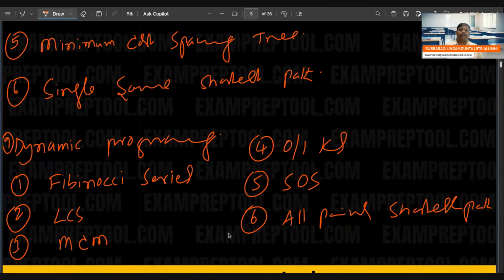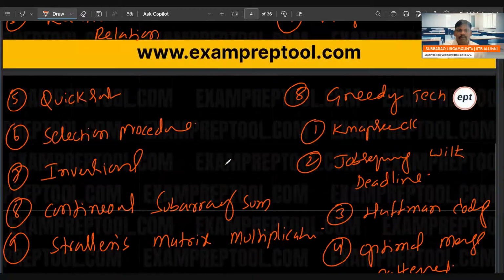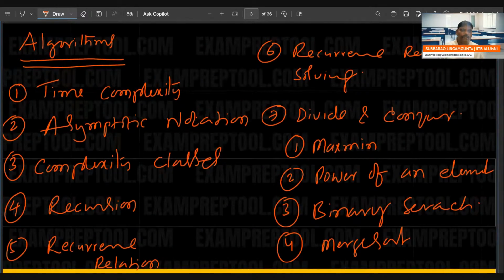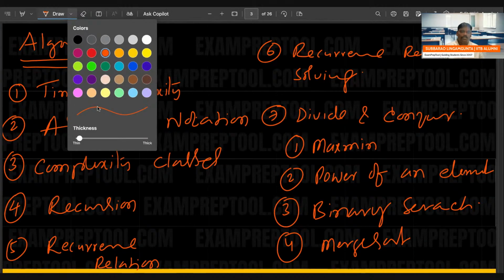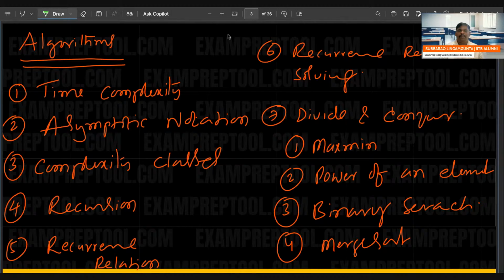I think these are enough. This is the part of the algorithm subject. Total syllabus I have written. Afterwards, we will go to data structure. First, let me write the algorithm syllabus.